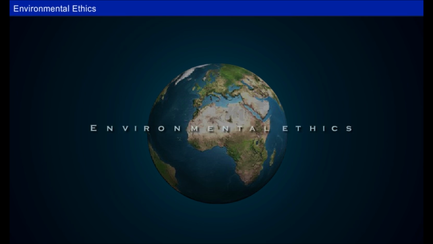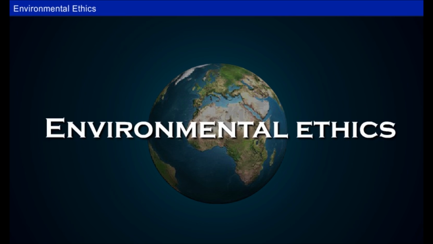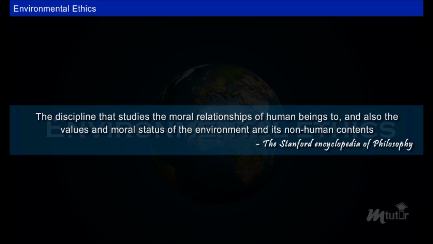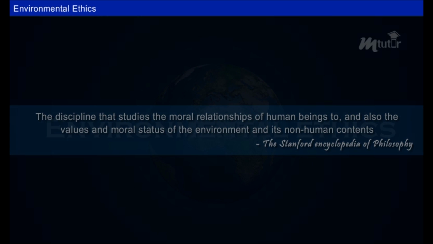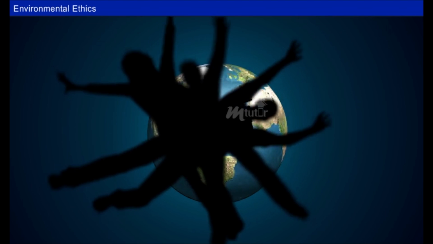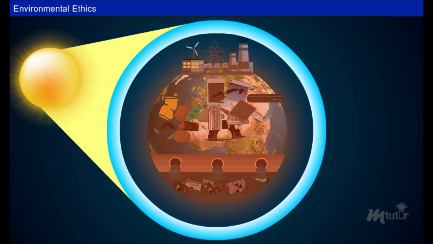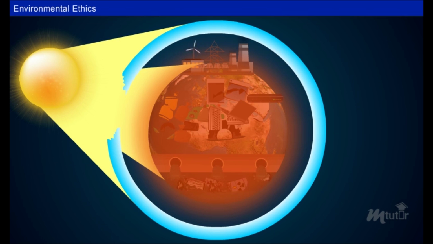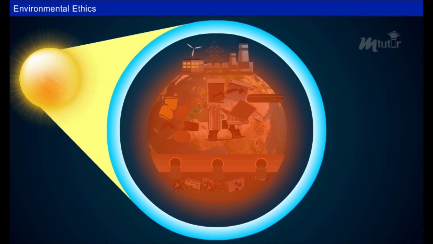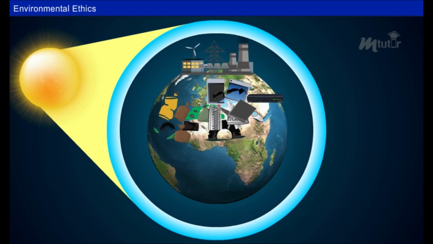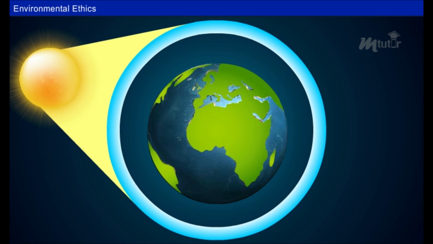Now, let's discuss what environmental ethics is and its related ethical issues. The Stanford Encyclopedia of Philosophy defines environmental ethics as the discipline that studies the moral relationships of human beings to, and also the values and moral status of, the environment and its non-human contents. The major ethical problems concerned are overpopulation and anthropocentrism. Due to this, disputes like waste disposal and e-waste, land, air and water pollution, global warming, and ozone depletion trend the way to the end of the world. It's in our hands to mitigate these crises and to develop, adopt, monitor, and transfer environment-friendly technologies to developing societies.